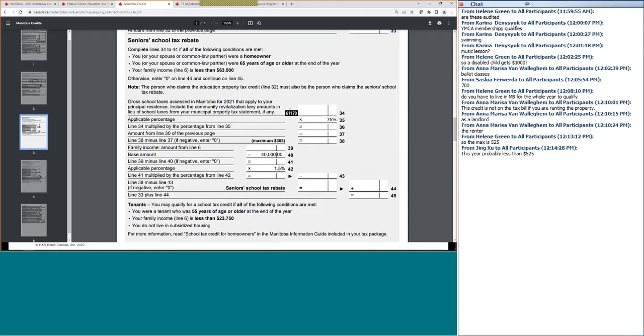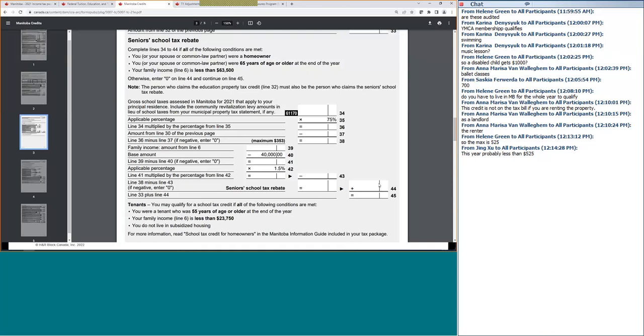Put your gross school taxes in here, times 75%, gives you a maximum, and then you're going to find your family income over $40,000 times 1.5% is going to reduce it. If there's anything left over, you get a senior school tax rebate.